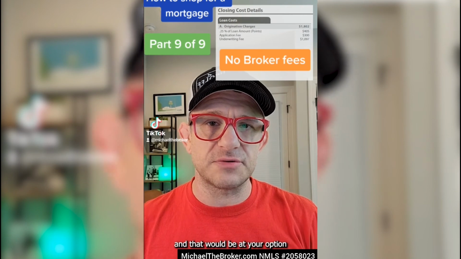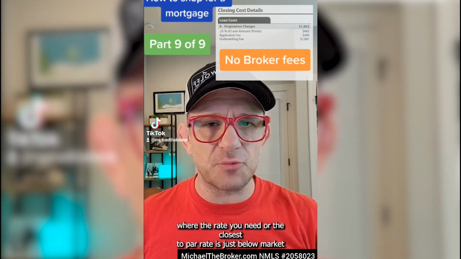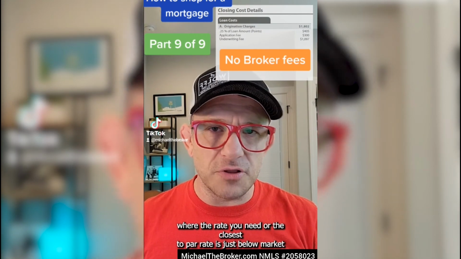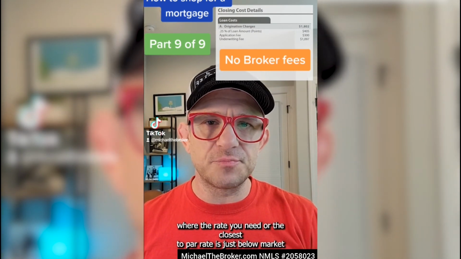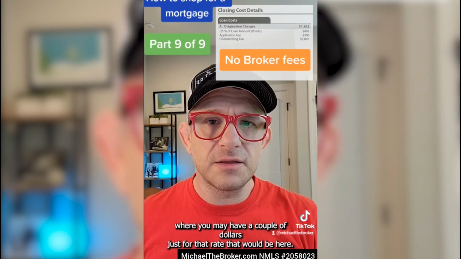The only fee you would see here on our end would be discount points, and that would be at your option. If you wanted to buy down the rate below market, or if the pricing is such where the rate you need or the closest to par rate is just below market where you may have a couple dollars just for that rate, that would be here.